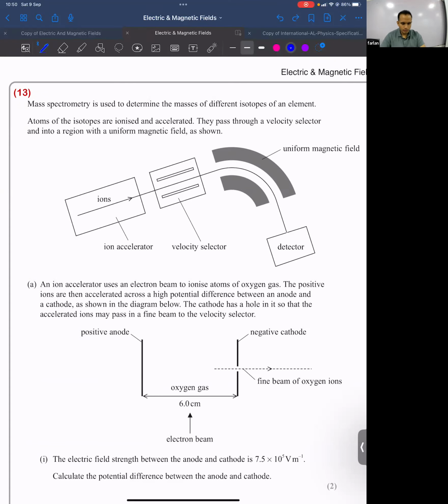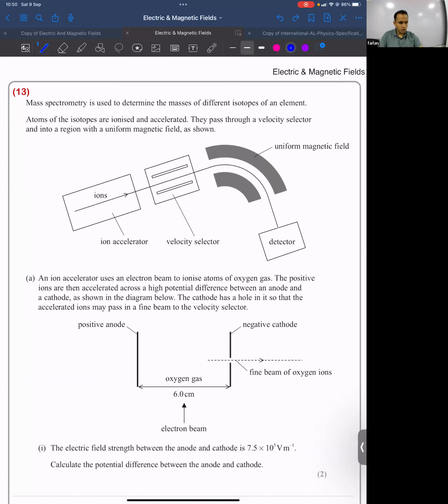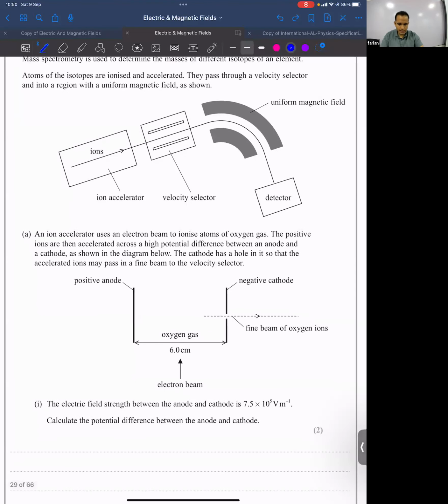Atoms of the isotope are ionized and accelerated. They pass through a velocity selector and into a region with a uniform magnetic field as shown. An ion accelerator uses an electron beam to ionize atoms of oxygen gas. The positive ions are then accelerated across a high potential difference between anode and the cathode, as shown in the diagram below. The cathode has a hole in it so that the accelerated ions may pass in a fine beam to the velocity selector.